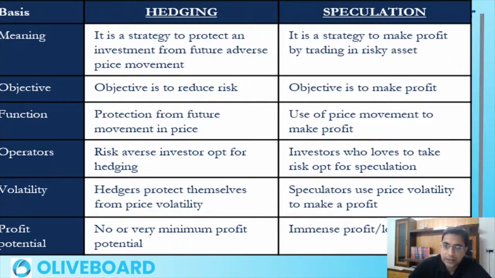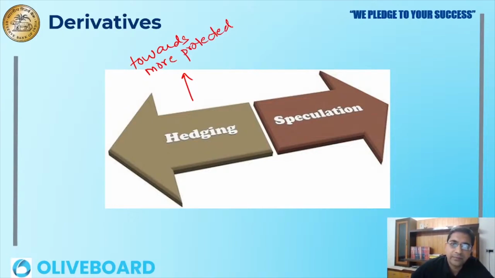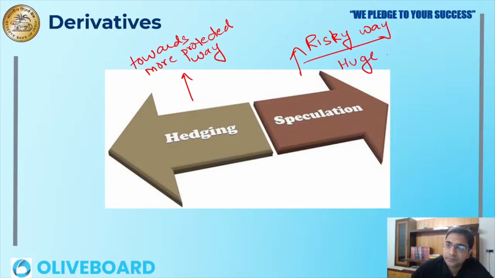Okay. Now these are the two different things. Hedging people go for the more protected way. In speculation, people go for the risky way. They can get huge profit or huge loss. But both things are possible, right?